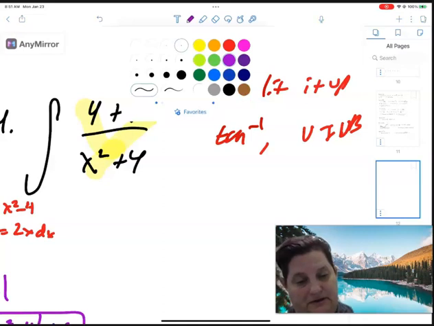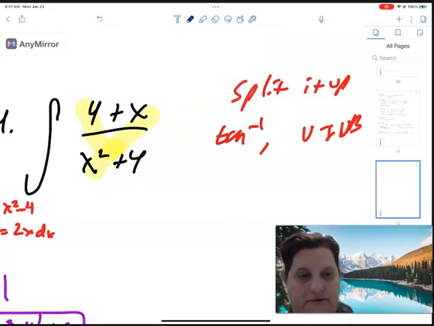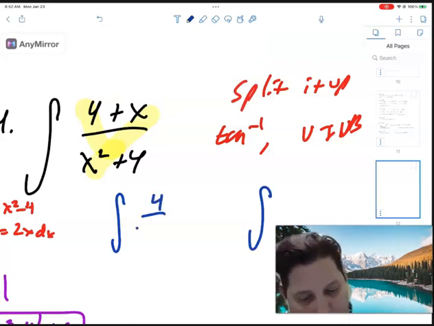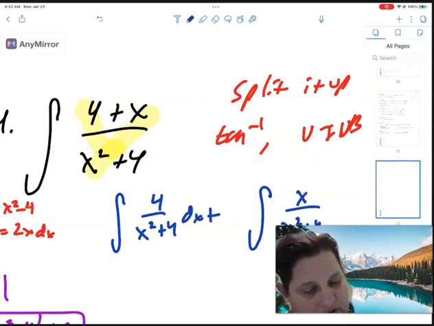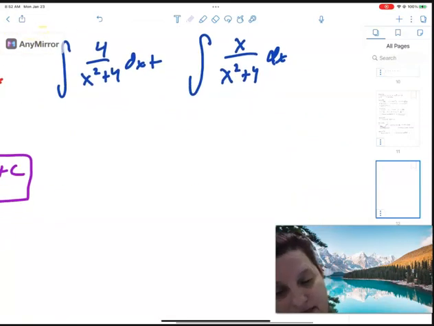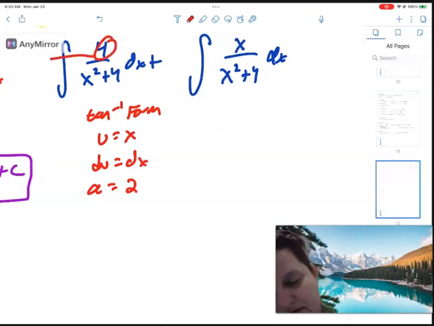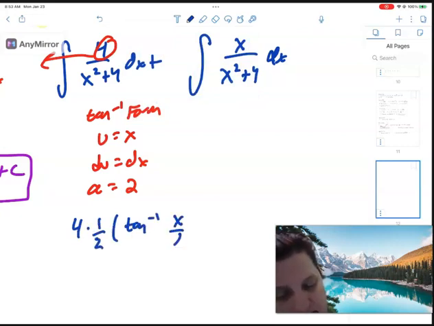We're going to go ahead and split this up into 4 over x squared plus 4, and x over x squared plus 4. This first one is an inverse tan form, where u is x, so du is dx. A is the square root of 4, so A is 2. The 4 is on the outside, and then it's 1 over a, inverse tan of u over a.